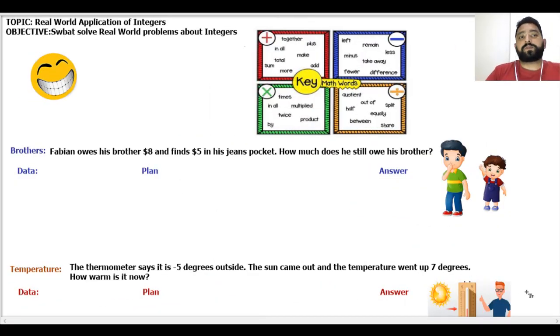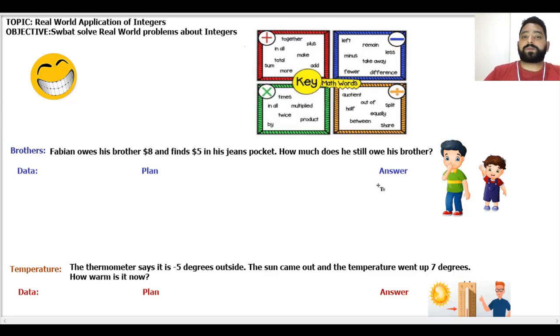Hi, today I will explain real-world problems applying integers. But before we start with this topic, you have to remember some key math words. With these key math words, you will understand the problems better and identify which operation you have to apply in the problem.